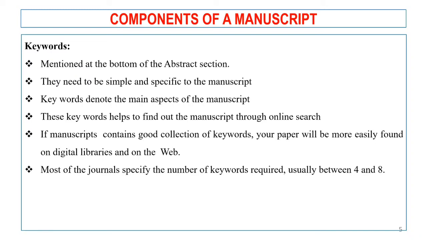Most journals specify the number of keywords required. In their instructions they will say how many keywords they need for the research paper. Usually between 4 and 8 keywords are needed to publish your research paper: a minimum of 4 and a maximum of 8. This is the keyword section.